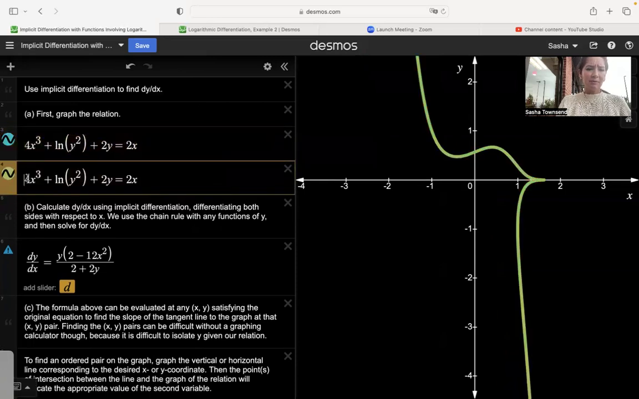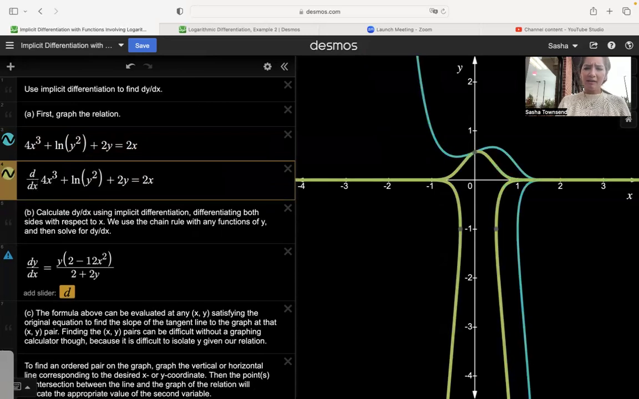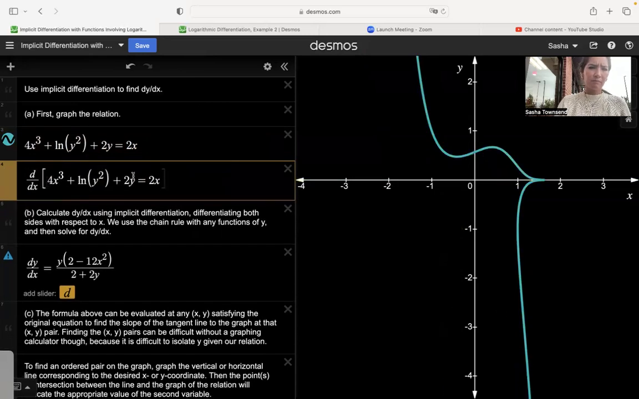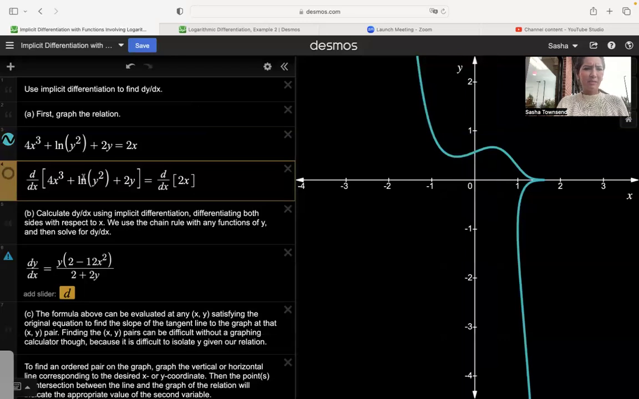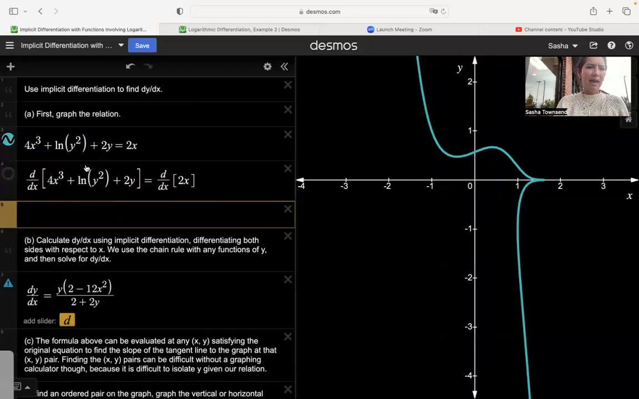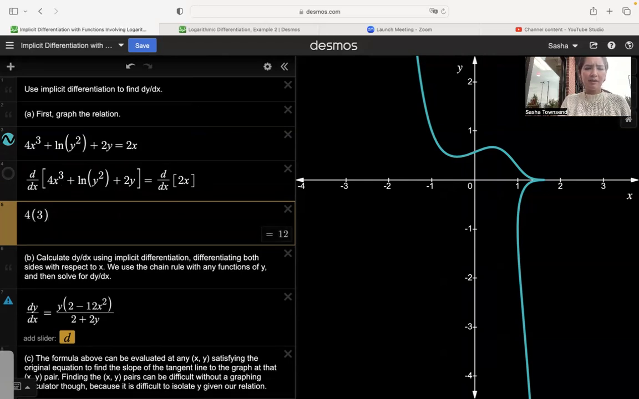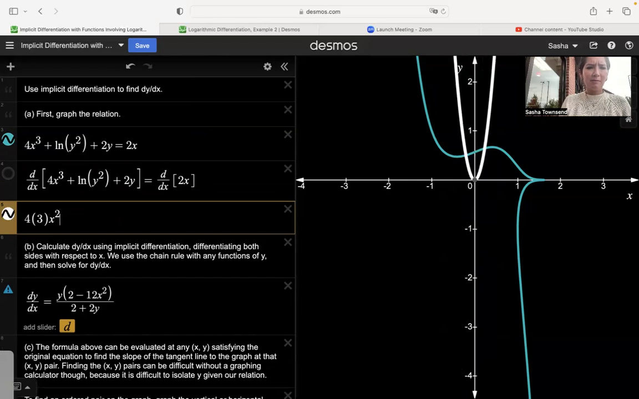So on the left-hand side, we're going to have the derivative with respect to x of this equals the derivative with respect to x of the right-hand side. I just want to type that equation, and then we'll compute the derivative term by term. The derivative of 4x cubed with respect to x is 4 times the derivative of x cubed, which is 3. So you bring the exponent down, then you multiply by x to the 1 less power.